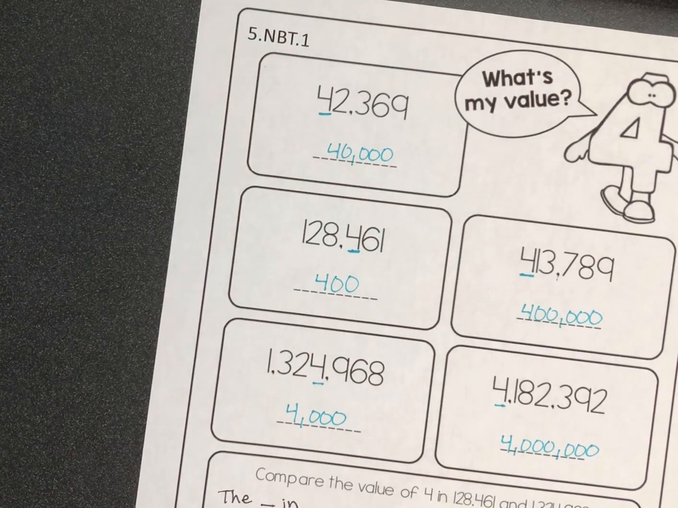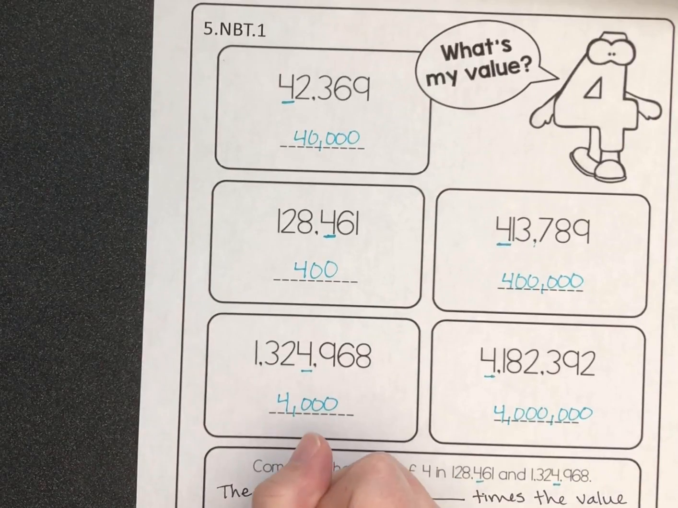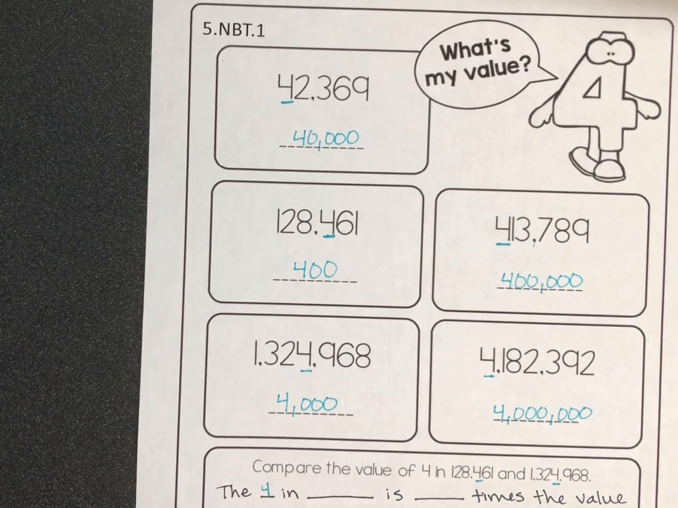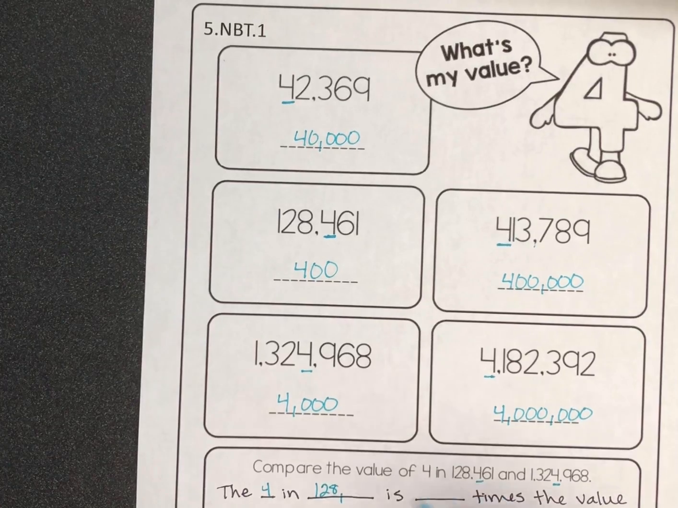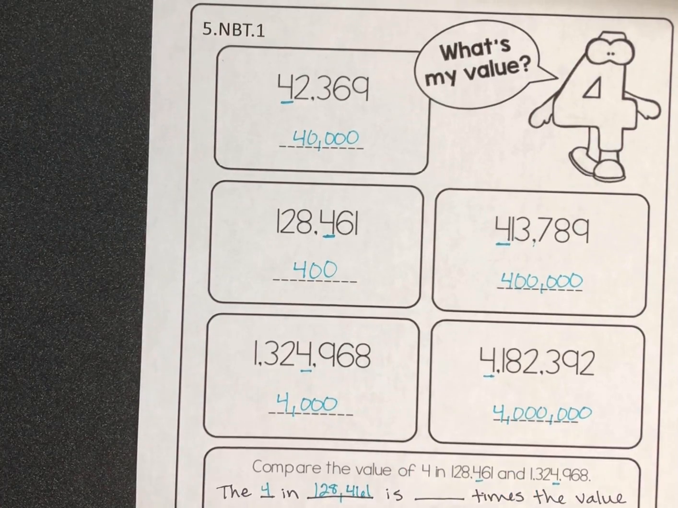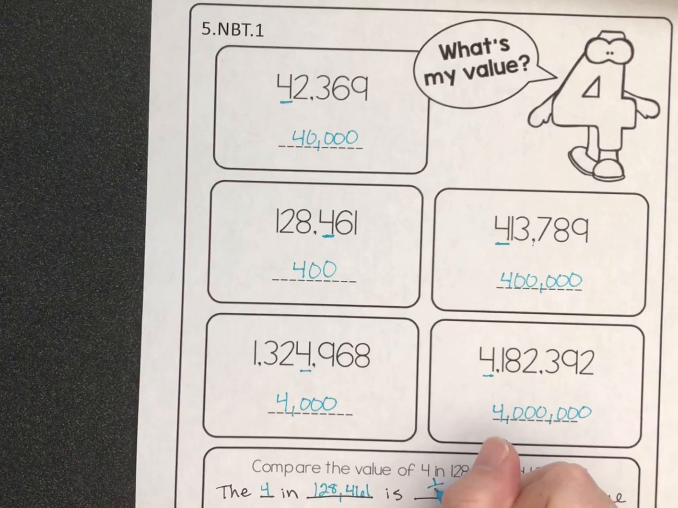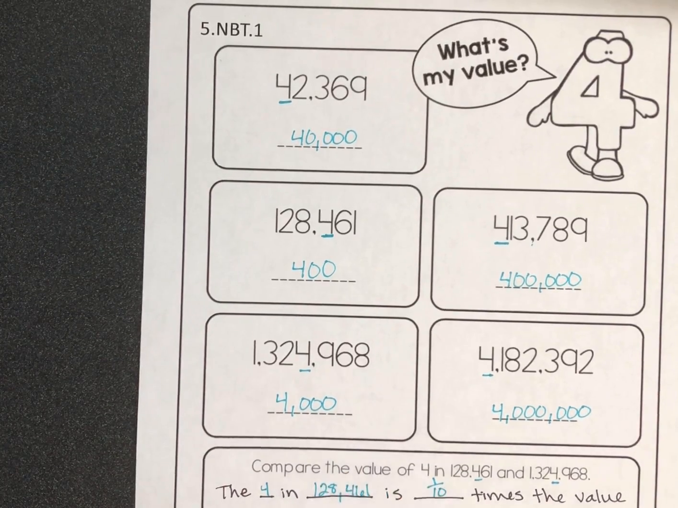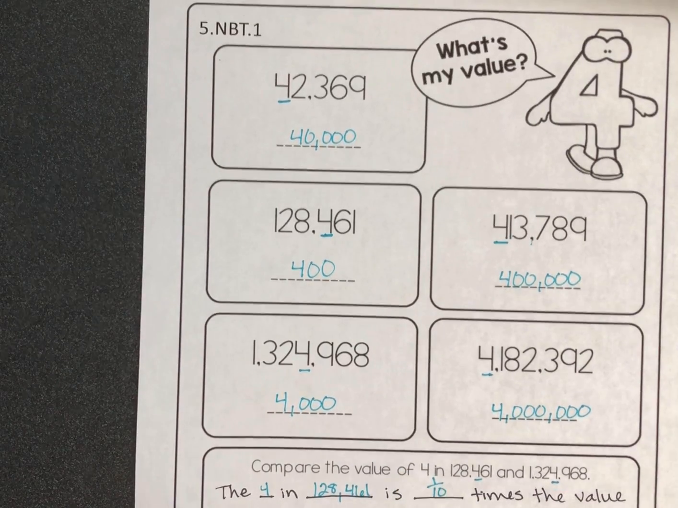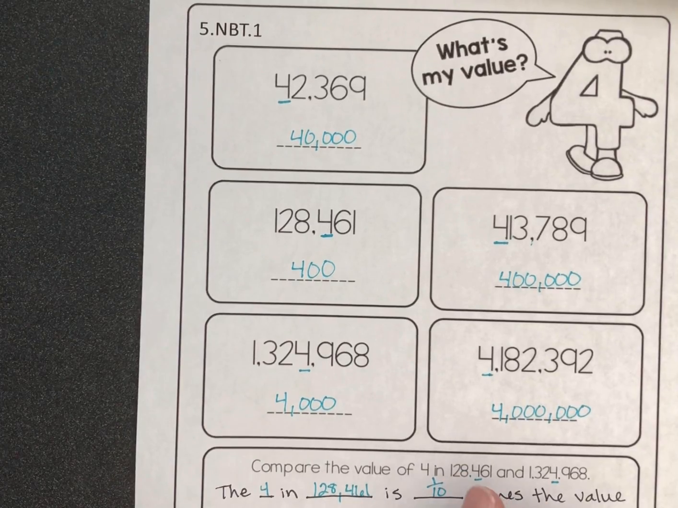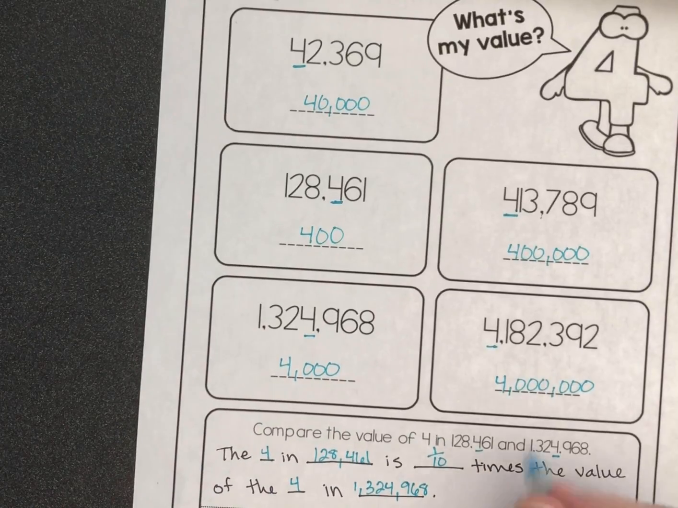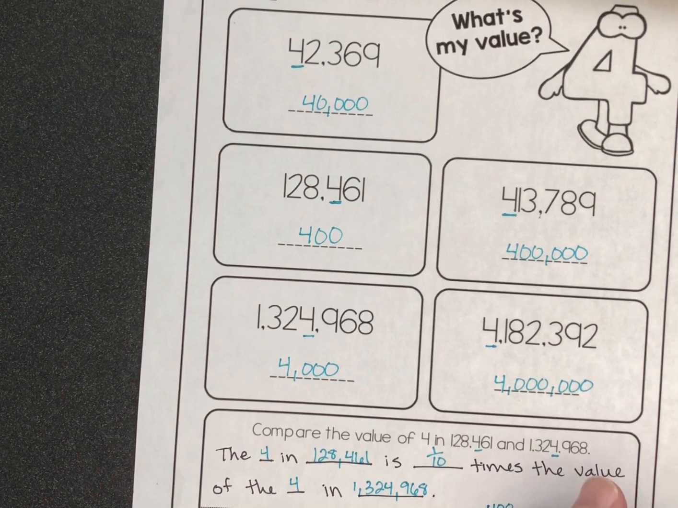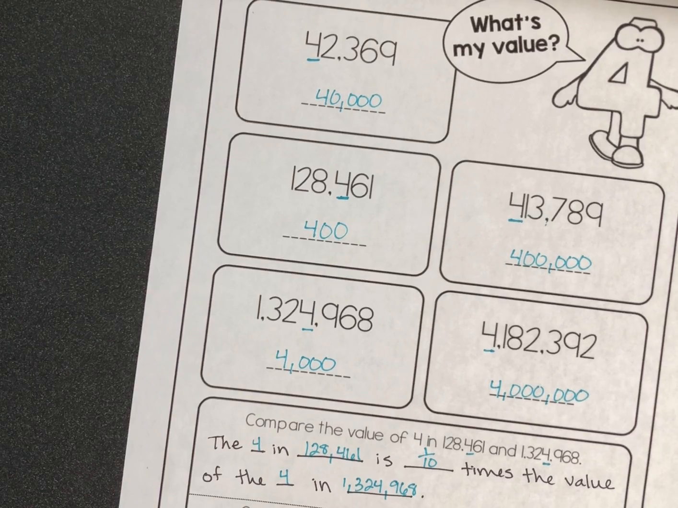So in here, we would say the 4 in this first number here, 128,461 is, and because it was smaller, we have a fraction, and it was just one spot away, 1/10 times the value of the 4 in our second number, 1,324,968. And again, that's because 400 is less than 4,000. So that's why we had that fraction.